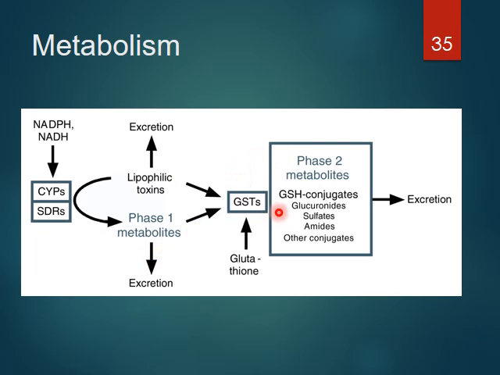Here you can see that the phase 2 process occurs where you can have things like glutathione added on to a molecule. You can have sulfate groups added on, amides, and other things like that, where eventually they can be excreted as well.